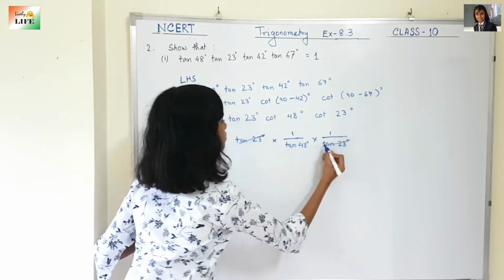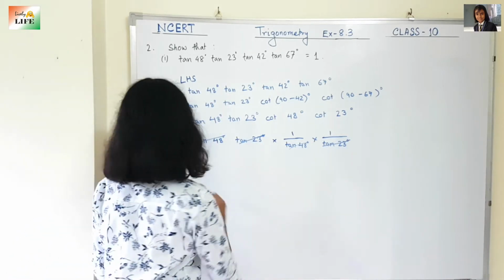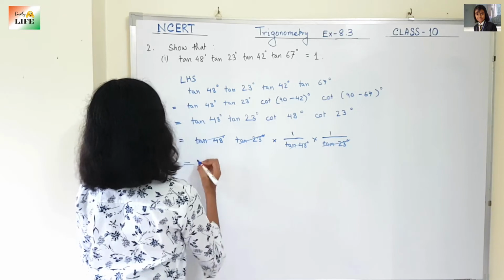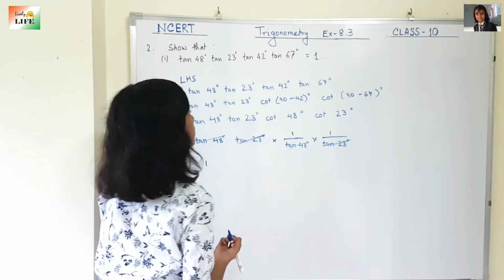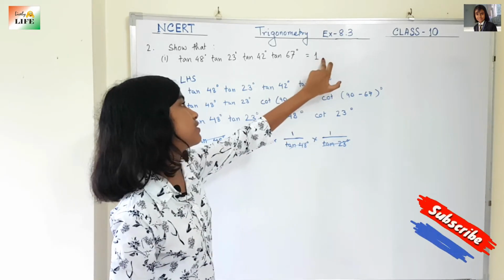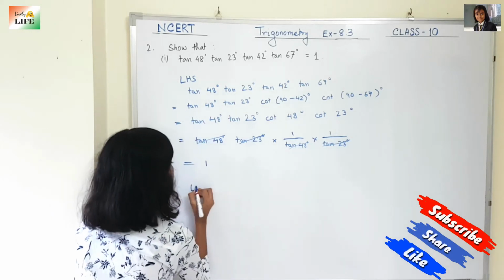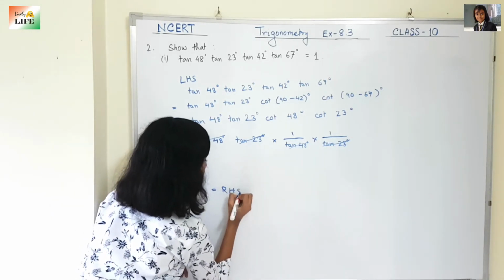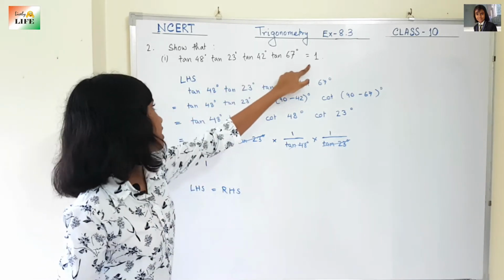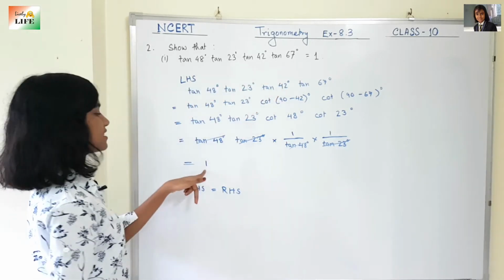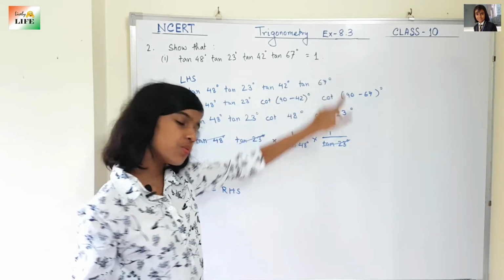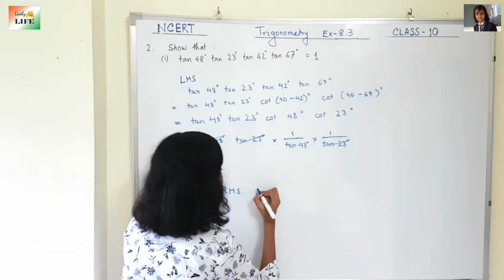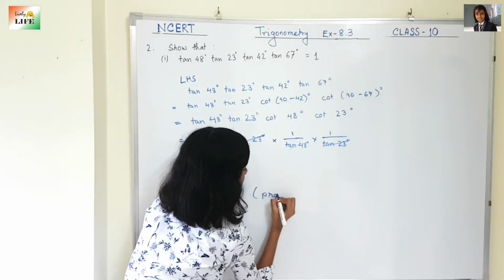So tan 48 will be cut. Tan 23 and tan 23 will also be cut, right? So 1 into 1. What is 1 into 1? It is 1. So you can see that we have proved it is 1. Left hand side is equal to right hand side, because we have already found that the left hand side is equal to 1 and the right hand side is also 1. So left hand side is equal to right hand side. Proved.